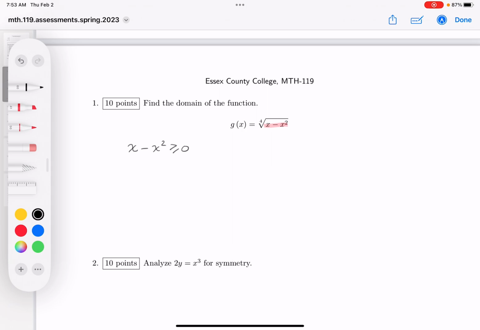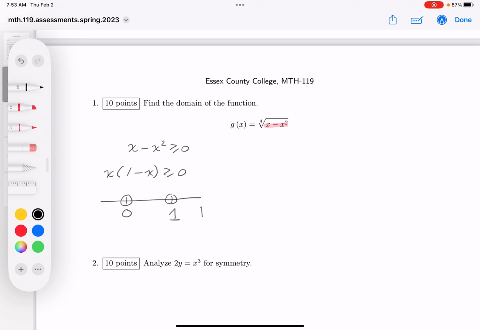What do you do here? You factor it. This x comes out. You get 1 minus x. On the number line, you list the zeros. There are 2 zeros. One is at 0, and the other one is at 1. You're going to test points out on the intervals.